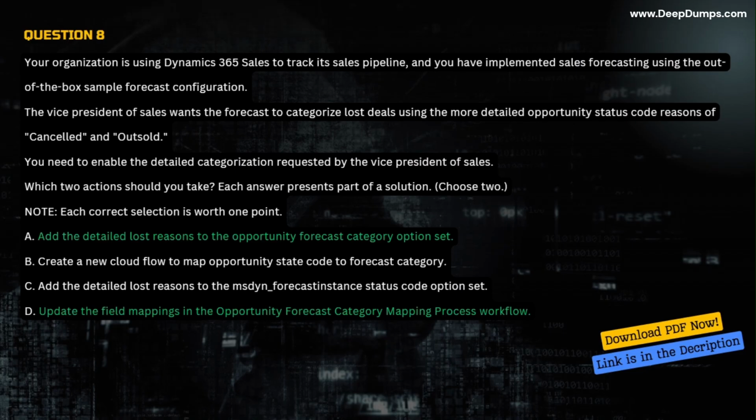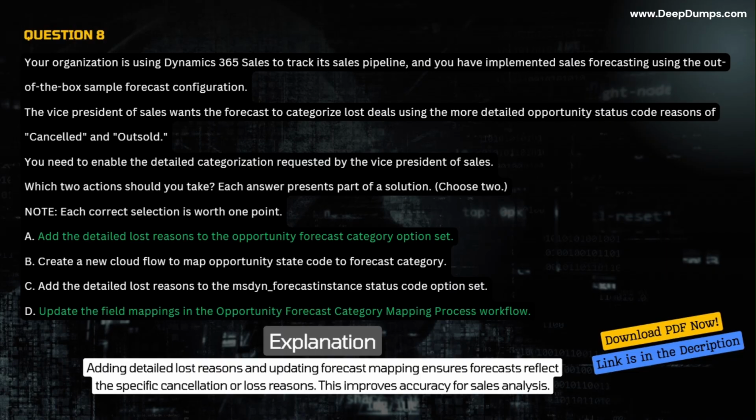Correct answer A and D. Add the detailed loss reasons to the opportunity forecast category option set. Update the field mappings in the opportunity forecast category mapping process workflow. Explanation. Adding detailed loss reasons and updating forecast mapping ensures forecasts reflect the specific cancellation or loss reasons. This improves accuracy for sales analysis.